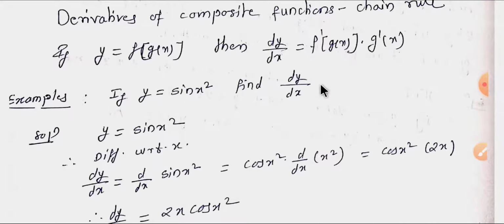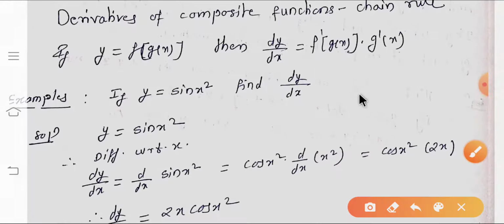For example, suppose y equal to sin x square, then find dy by dx. We know that the derivative of sin x is cos x, but here the function given is sin x square, not sin x, which means it is a function of a function. If we consider x square equal to u, that gives sin u, that is, y equal to sin u.